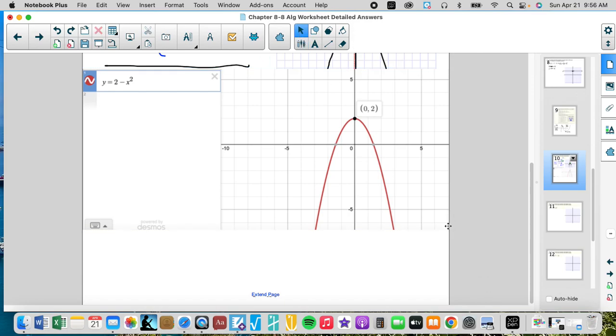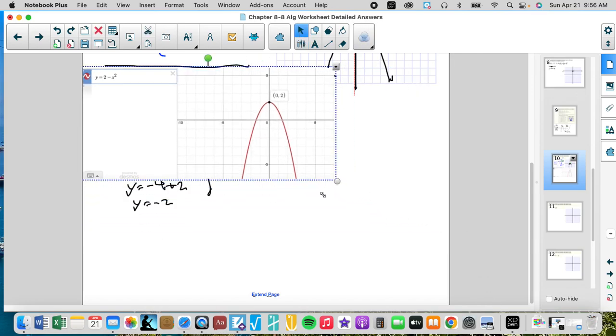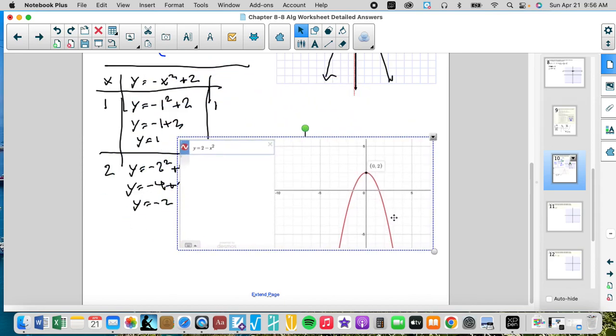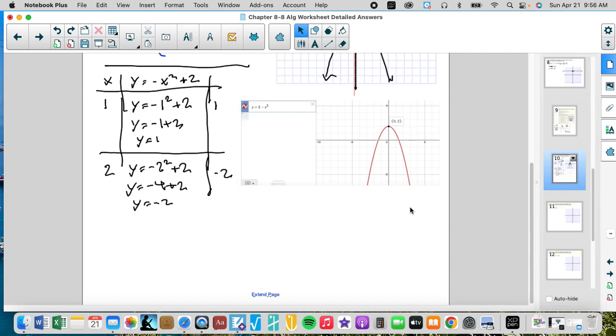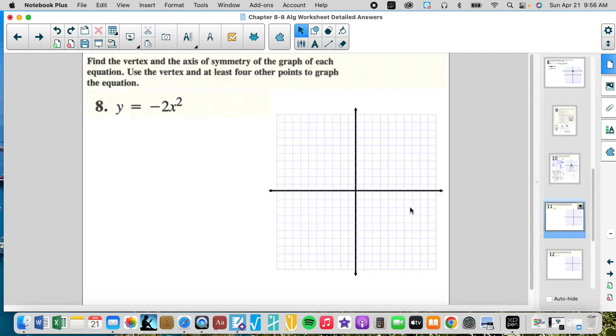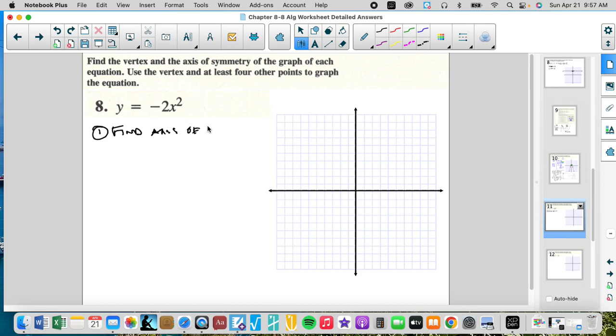Let's shrink it, maybe a little bit more shrinking. Yeah, so that's what we were expecting it to look like. Good. So we see the technique. So step one is find the axis of symmetry. The axis of symmetry is x equals the opposite of b over 2a.